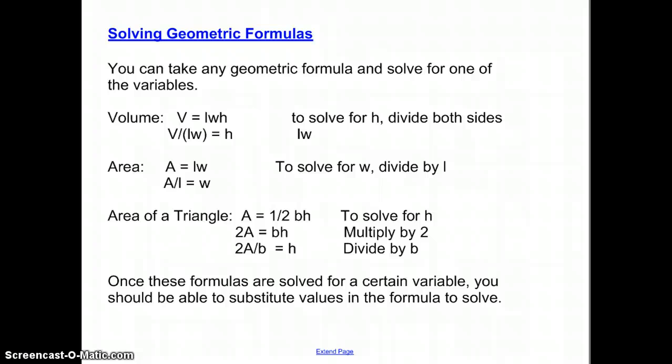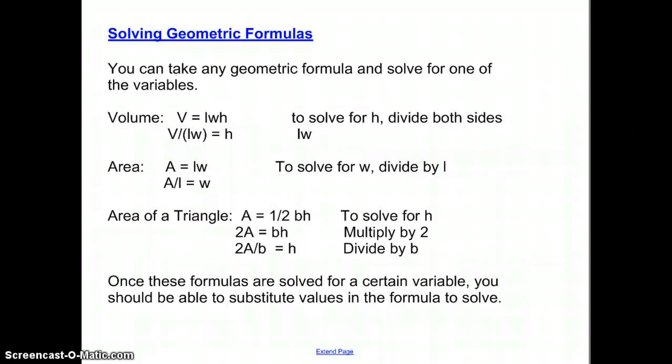The book talks about all kinds of areas and volumes of different figures. So we take a look at volume, the volume of a rectangle or a square. V equals L times W times H, length times width times height. To solve for H, you just divide both sides by LW. So now we have volume divided by LW equals H. So I could give you numbers for volume, length, and width, and you could tell me what the height of the figure is.